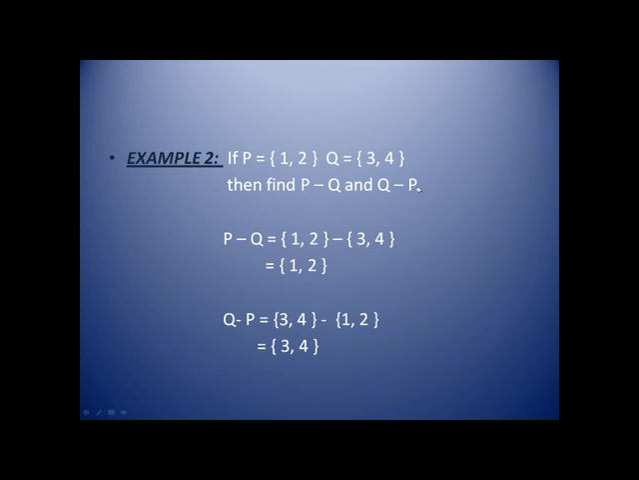Now Q difference P. First we have to write set Q, then the sign of difference, then P. Now all the members of set Q which are not present in set P are the answer. So 3 and 4 both elements are not present in set P. So our answer is 3 and 4.